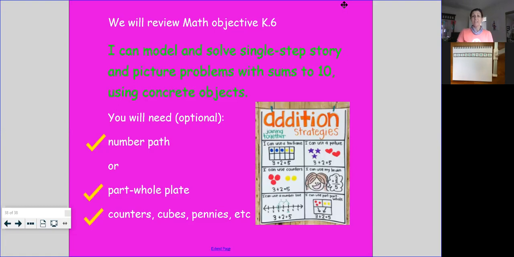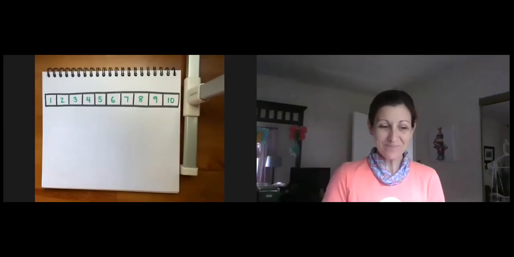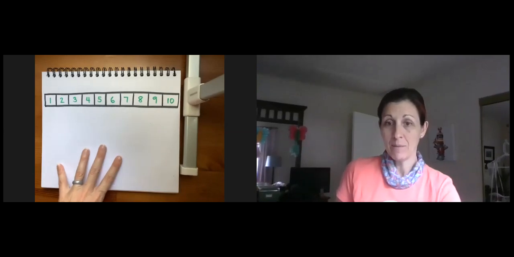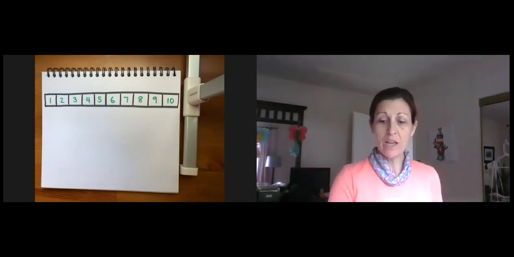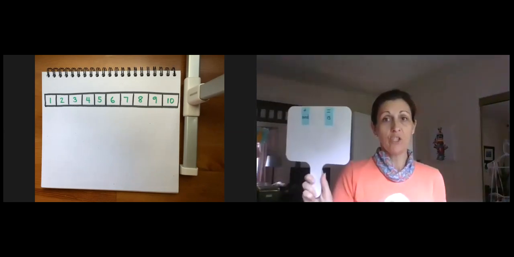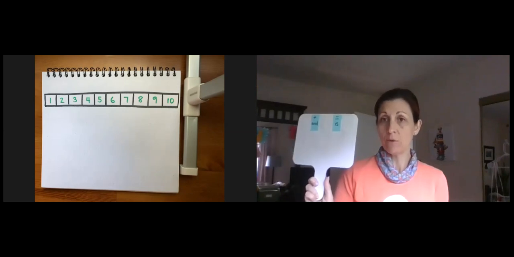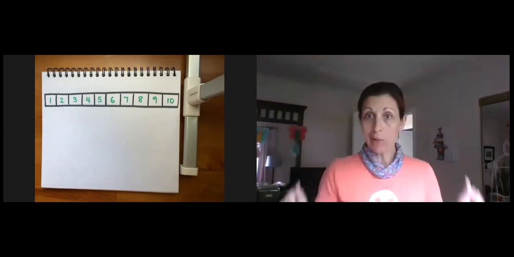All right, so what we're going to do today is not just look at number sentences, we are going to actually be listening to a story. And in this story, we're going to listen for the number or the quantity, and we're also going to listen for the action that's happening in the story, so we know exactly what we're going to do and how we're going to solve this problem, okay? Let me show you what it's going to look like. I'm going to use the number path. I'm also going to use the part whole plate, and then we're going to take that information and transfer it to our traditional number sentence or equation. That way you know how to do all of it, okay?